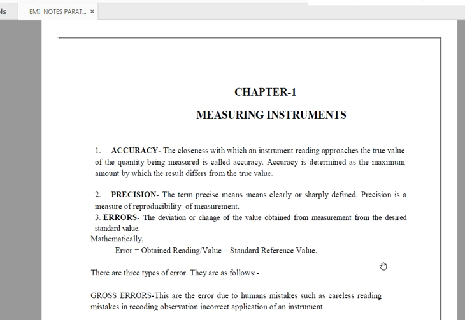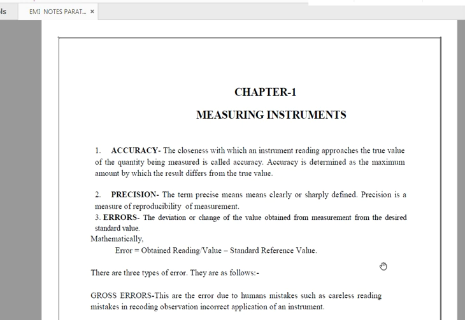Then precision. The term precise means clearly or sharply defined. Precision is a measure of reproducibility of measurement.